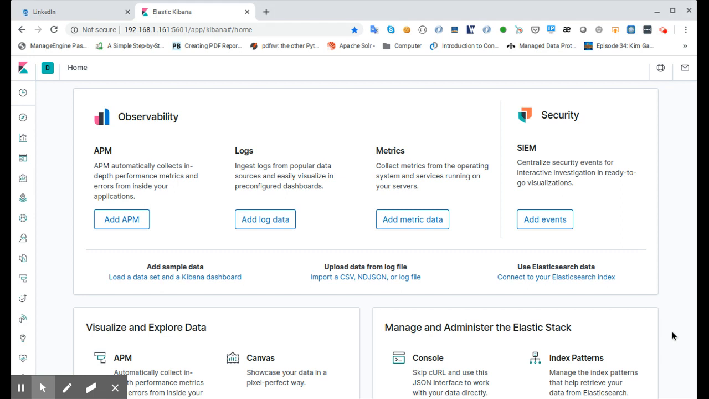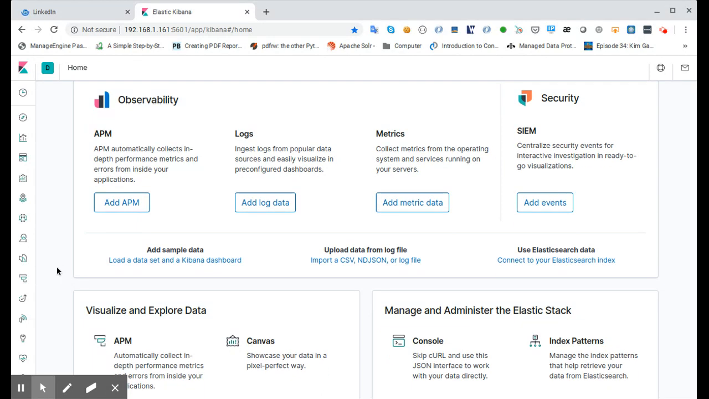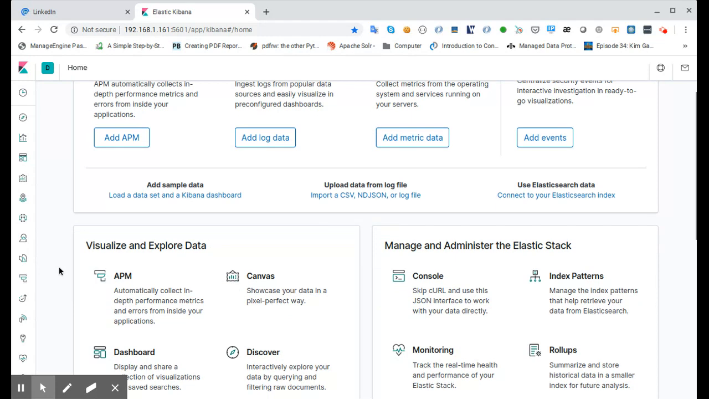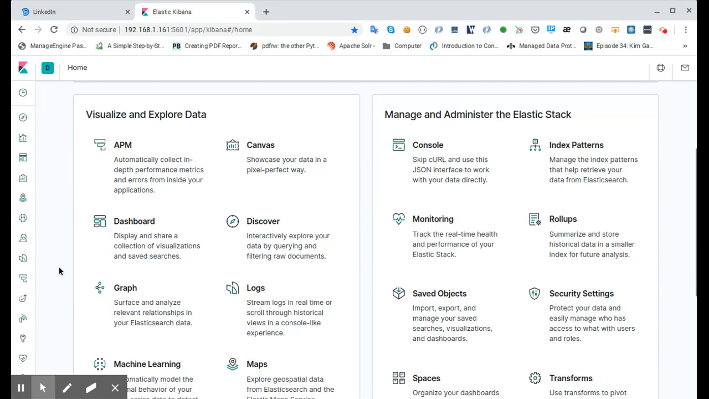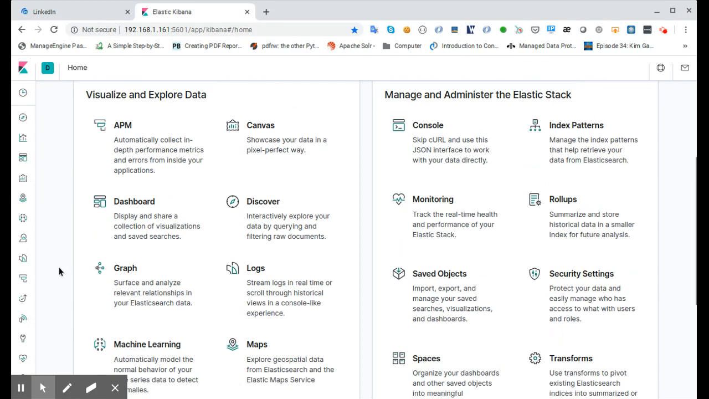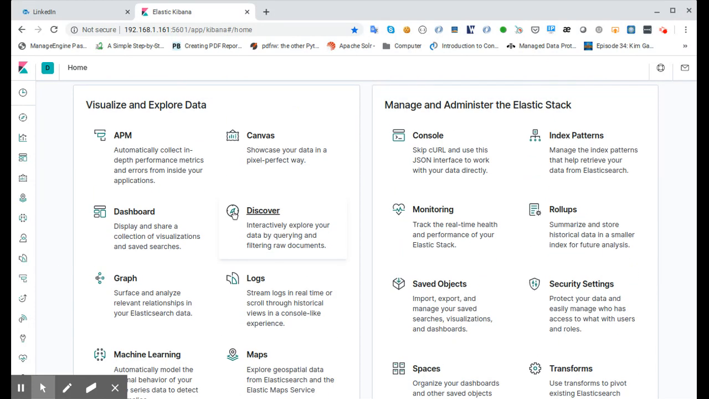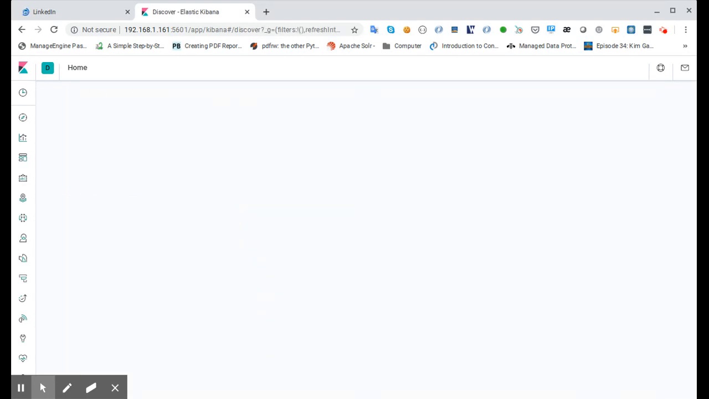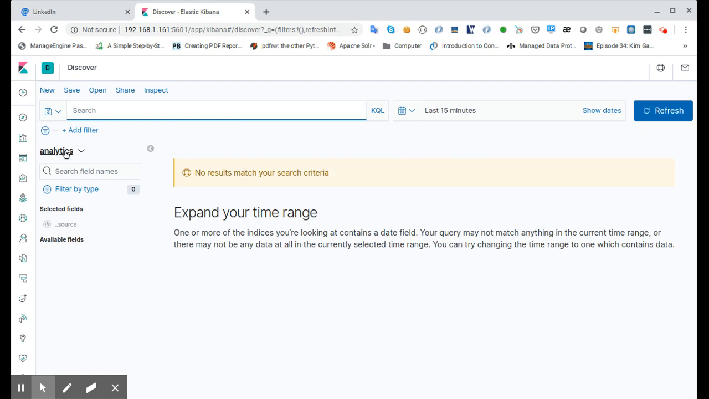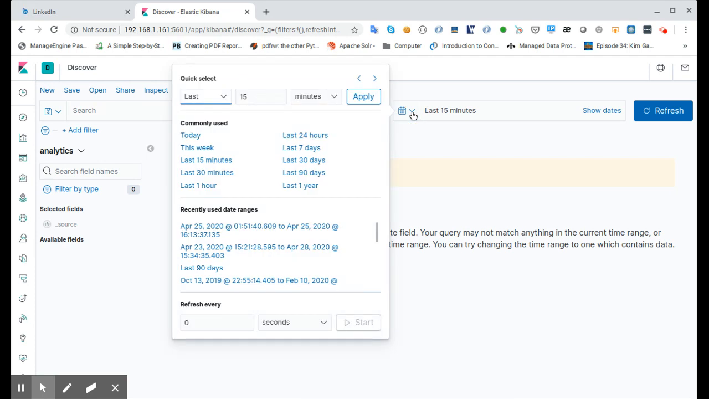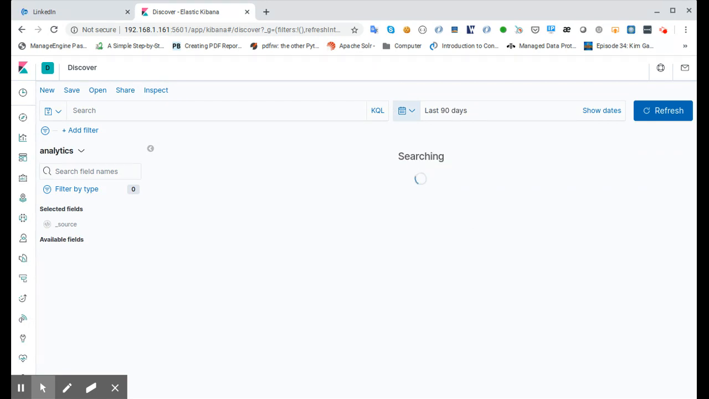Hi, so this time I'm gonna look at the enriched data with Kibana and see how powerful it can be. So the first thing we're gonna do is just have a quick look at the enriched data we have. For that we use Discover, but we know that we don't have anything for the last 15 minutes. So let's go to the last 90 days. And this is what we've got.